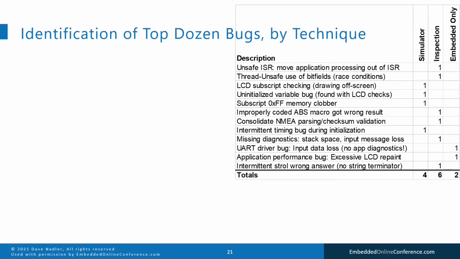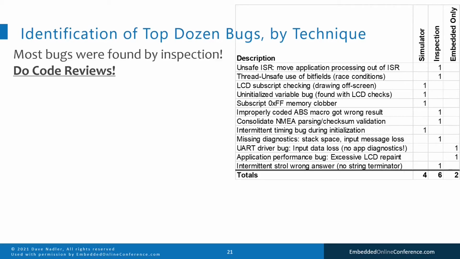The purpose of this exercise was to show what happens in a real-world typical embedded project, and not to show what Dave did during his summer vacation. So let's have a look at the statistics of what actually happened for the top dozen bugs that needed to be addressed in this project. First of all, 6 of the problems were found by studying the code, by inspection. 4 bugs were found and fixed in the simulator, and only 2 required the target. Only 2 were not reproducible on the simulator.